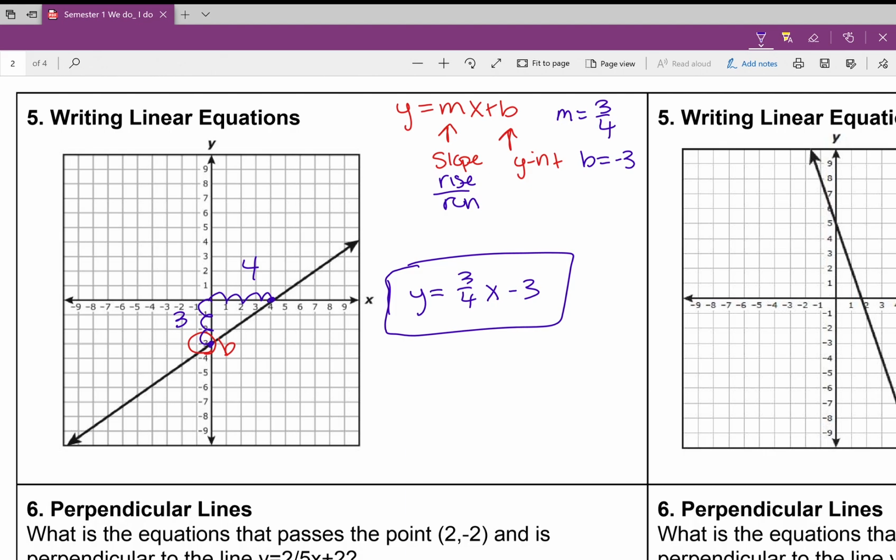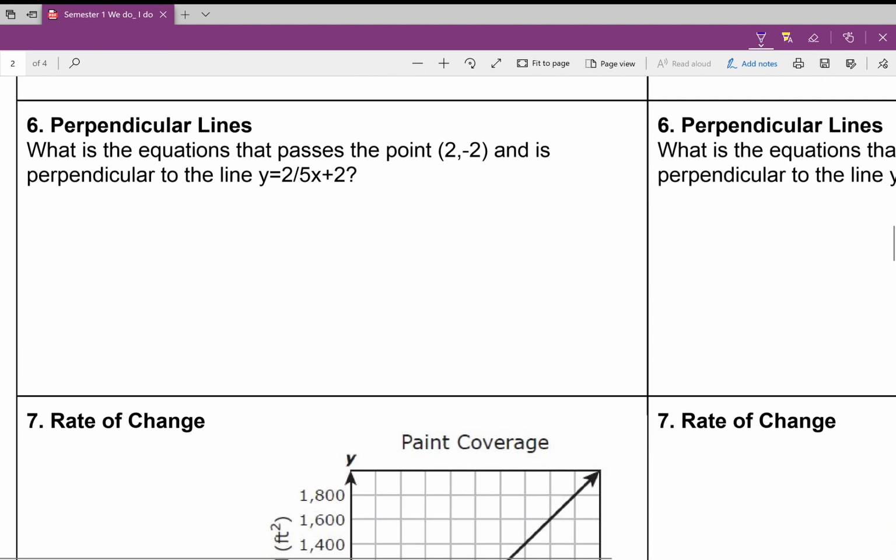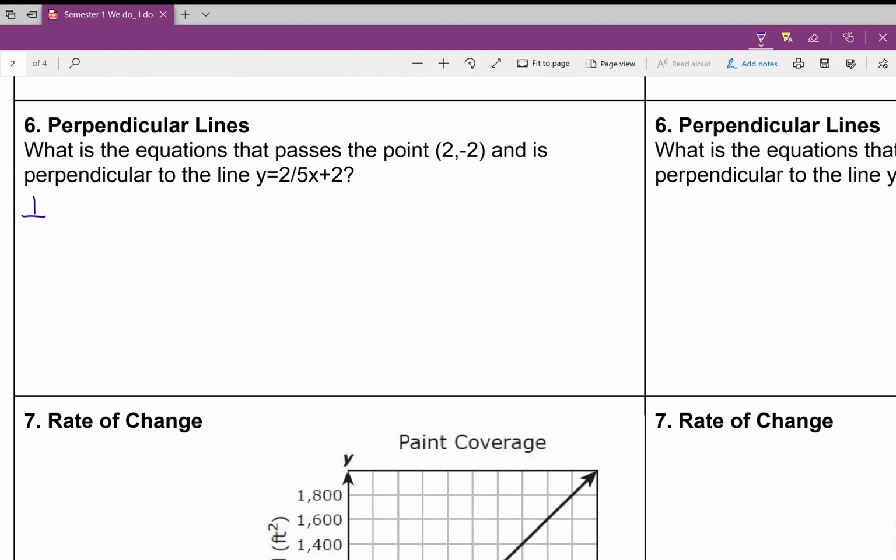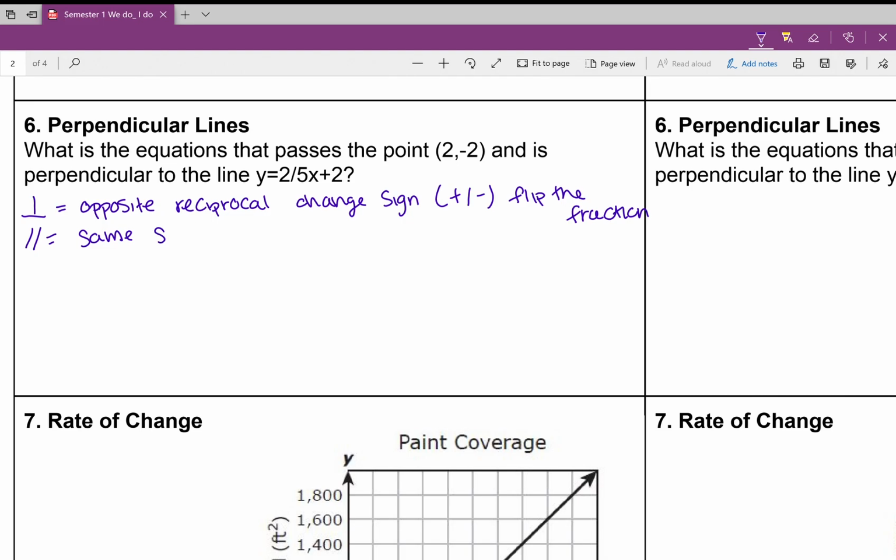Okay, let's look at number 6. Number 6 says perpendicular lines. So this goes with perpendicular and parallel lines. So before we start, I want to remind you guys that perpendicular, remember the symbol looks like this, stands for opposite reciprocal. And opposite reciprocal just means we change the sign. So change sign, so positive or negative, and then flip the fraction. And then parallel means same slope. Okay, these are just some quick notes just in case you forgot.